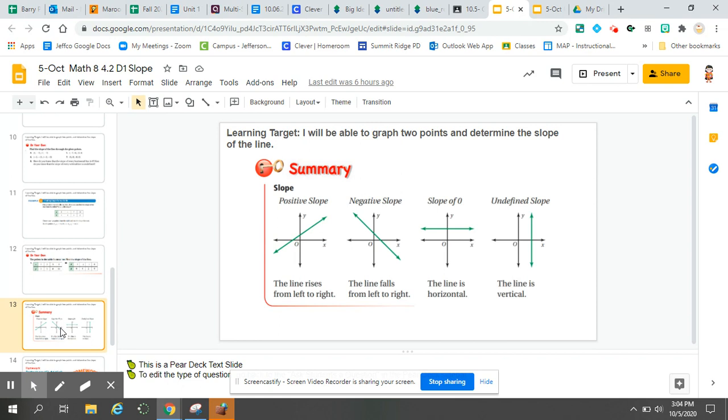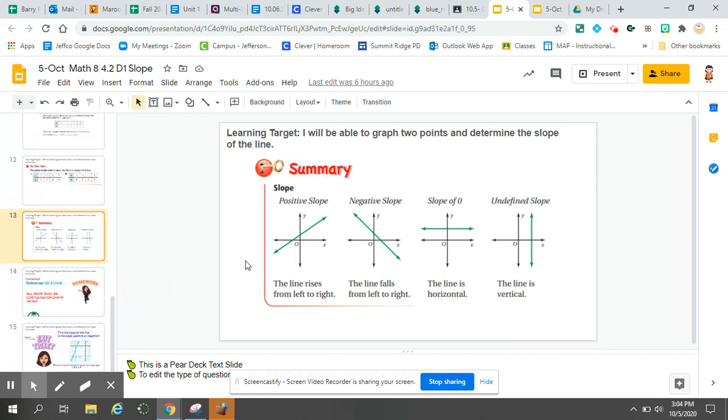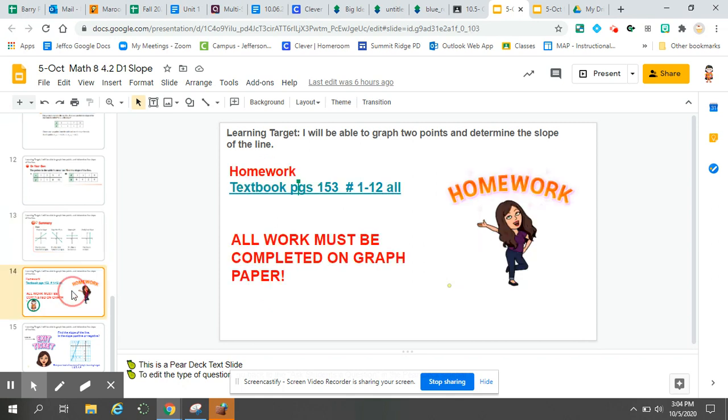Slide 13 here is just, again, some more notes showing you just some sketches of graphs. Here's a positive slope, here's a negative slope. I've already shown you those two. Here's an example of a sketch of a zero slope and an undefined slope. Here are some keynotes underneath them. The line rises from left to right, horizontal and vertical.